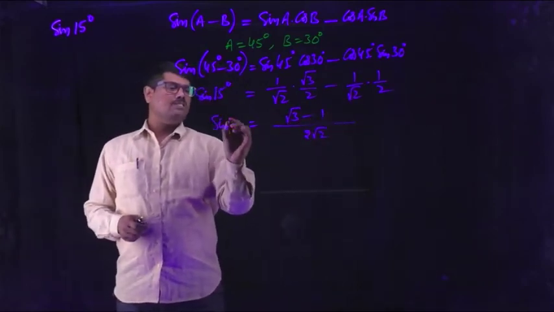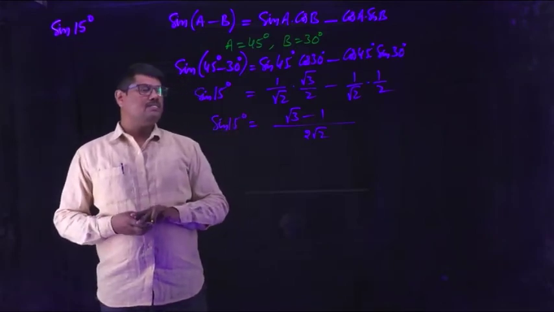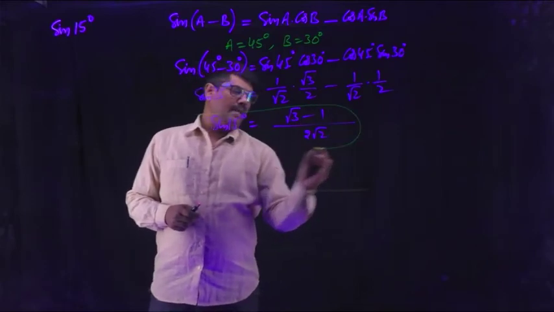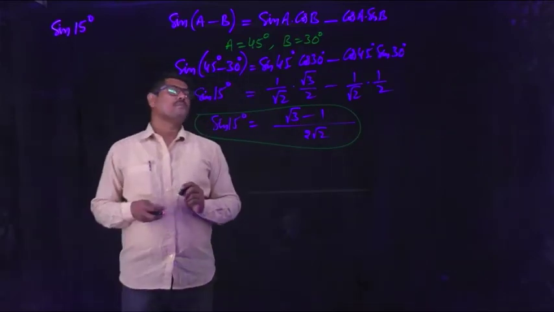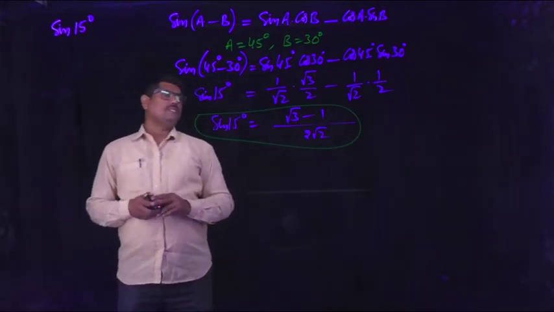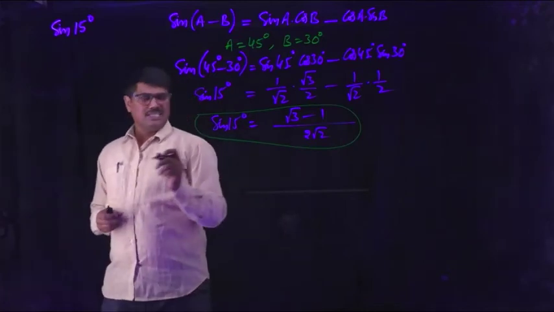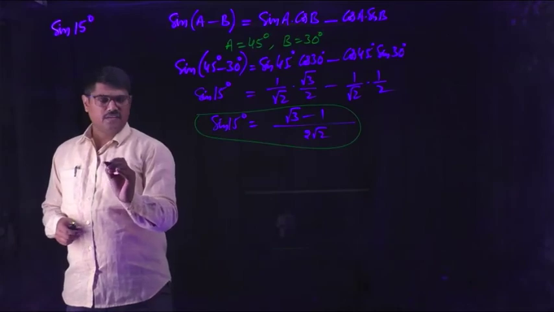So the value of sine 15 degrees we obtained is, and you have to remember this value, root 3 minus 1 by 2 root 2. So sine 15 degrees value is root 3 minus 1 by 2 root 2. Similarly, let us find what is cos 15.